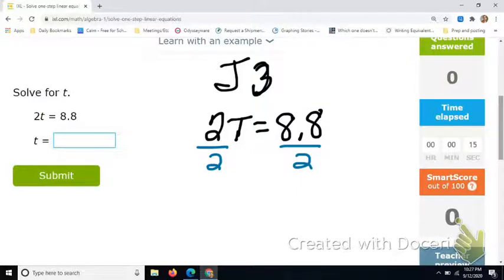So if it says 2t, that means 2 times t. So we're going to divide to solve. Notice I also made my t capital just because otherwise it kind of looks like a plus sign for me. So then 8.8 divided by 2, t would equal 4.4.